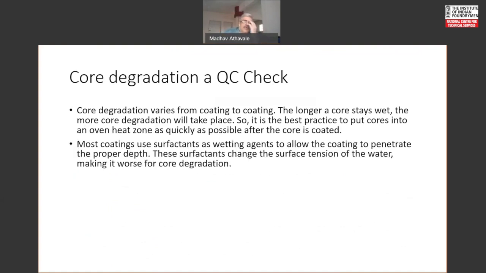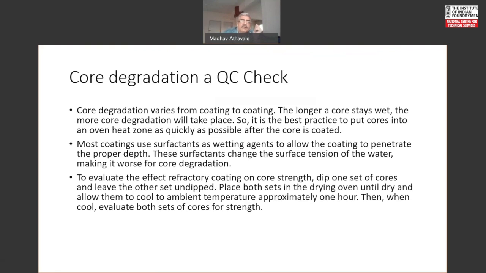Now, a few quick points on core degradation. The carrier of the coating can attack the binder system, as we discussed earlier. So the longer the core stays wet, the more the degradation can be. So it is essential that we send it either to flame off for spirit-based coating, or into a drying oven for water-based coating, as quickly as possible. Many coatings will use surfactants as wetting agents, and they will increase the penetration of the coating inside the core surface. So one has to be very careful.